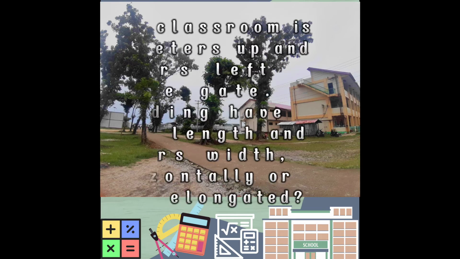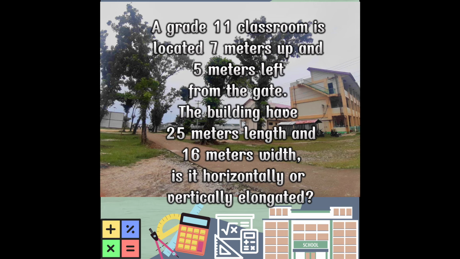A grade 11 classroom is located 7 meters up and 5 meters left from the gate. The building has a length of 25 meters and a width of 16 meters. Is it horizontally or vertically elongated?